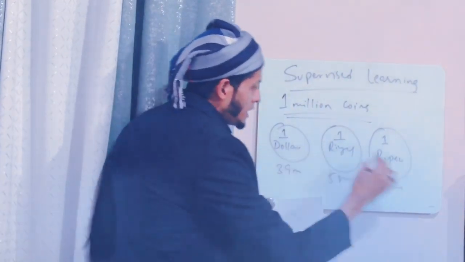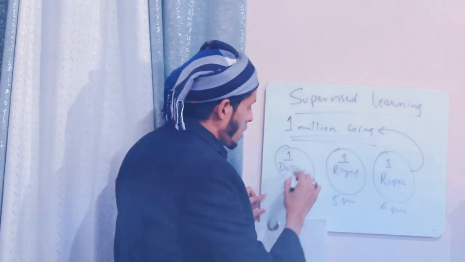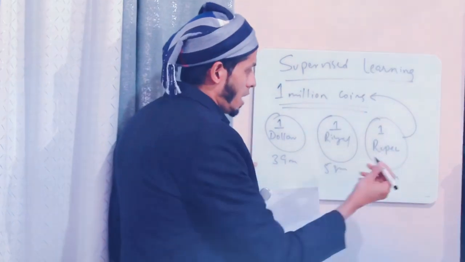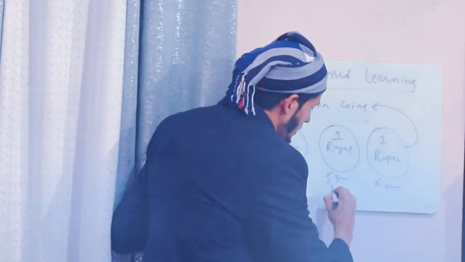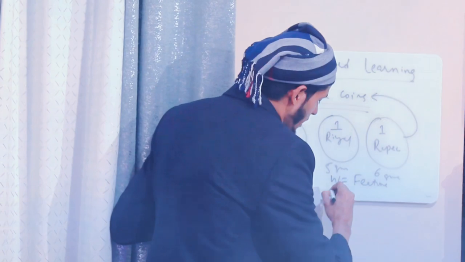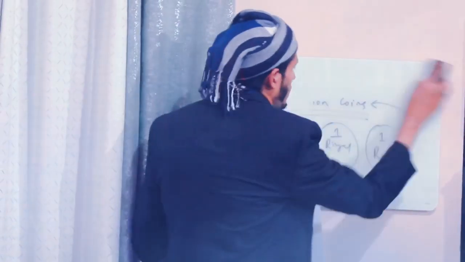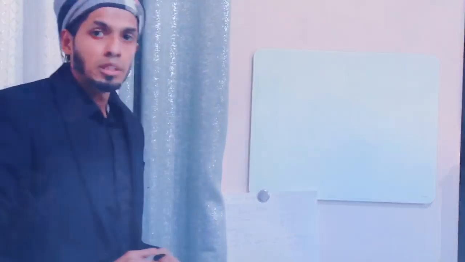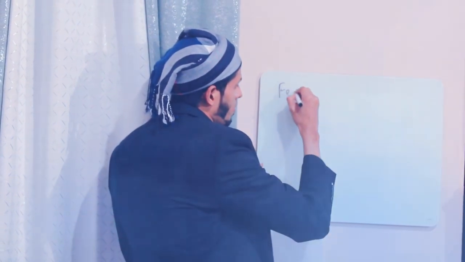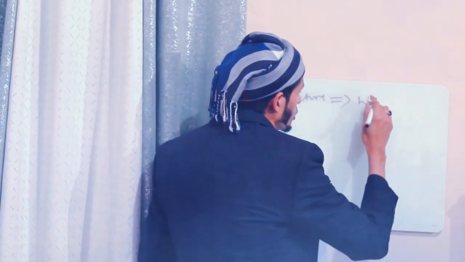Now there are 3 types of coins in these 1 million coins, and we are asking the machine to find out how many coins of dollars we have, how many coins of real, and how many coins of rupee out of all these coins. We take the weight as the feature of the coin, and we tell the machine the currency as the label. Now the machine will learn to recognize which feature is equivalent to which currency.